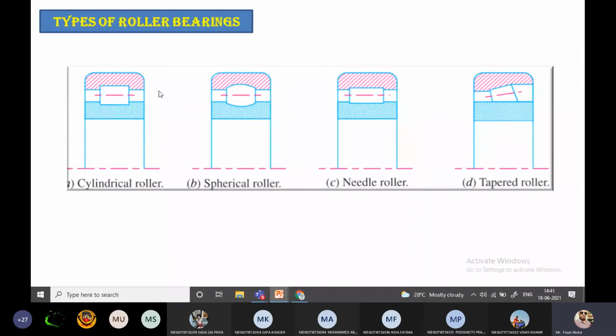Now coming to the types of roller bearings. Particularly, the application of the roller bearing is for high load applications. Even in high load applications there are four different types of roller contact bearings. Among the four, the first one, cylindrical, is used for high speed and high load application.